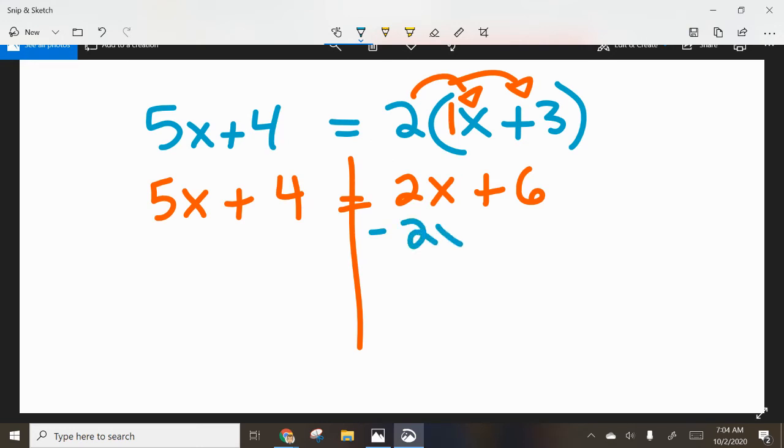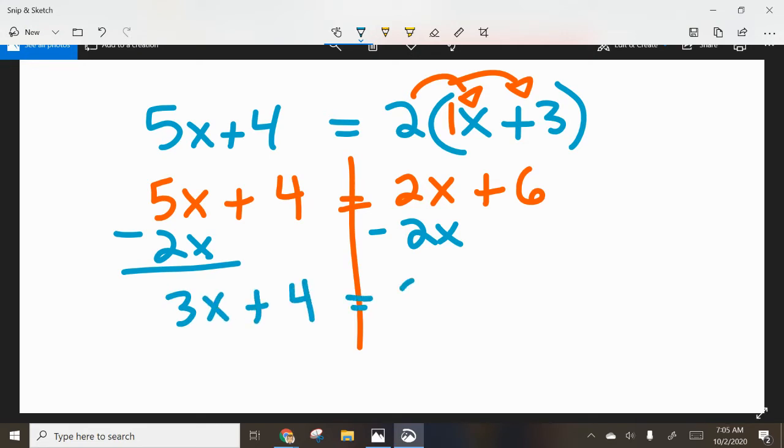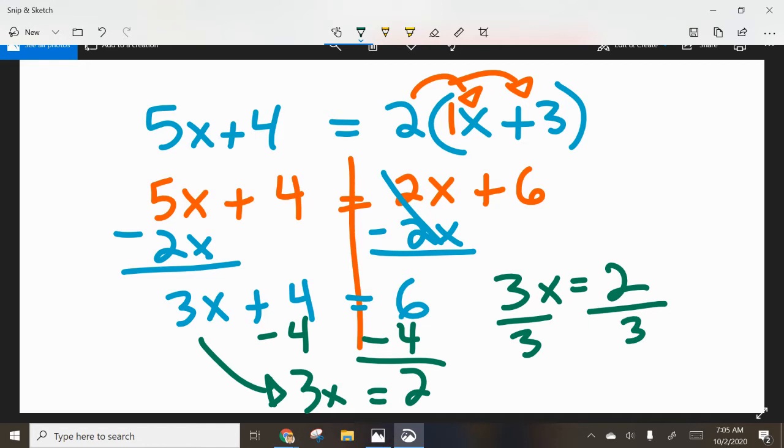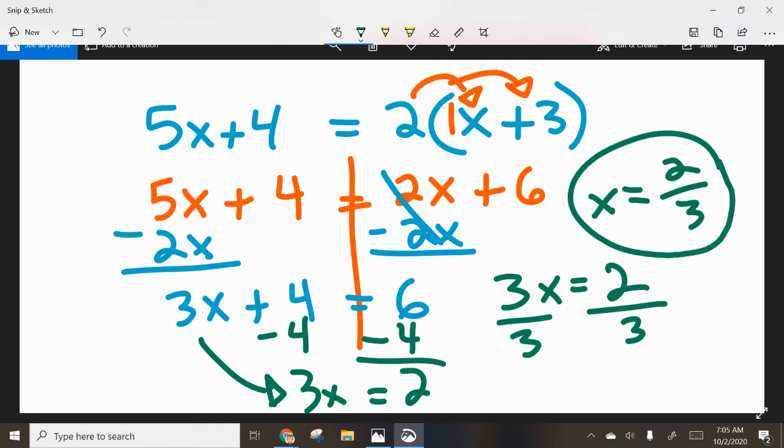I'm going to go ahead and subtract 2x both sides. I get 3x plus 4 equals 6, because this got canceled out. And then subtract 4 to both sides. I get 2. 3x equals 2. Divide the 3. X equals 2 over 3, or 2/3. Okay? Let's keep it going.